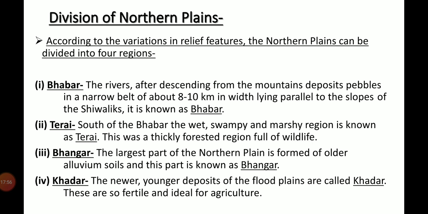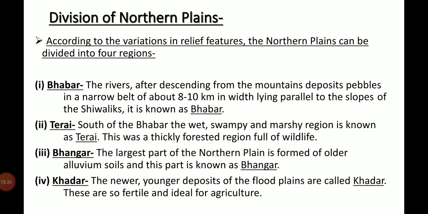Bhabar. The rivers after descending from the mountains deposit the pebbles, sandstones or boulders in a narrow belt of about 8 to 10 km in width lying parallel to the slope of the Shivaliks. This area is known as Bhabar area. Number 2, Tarai. South of the Bhabar, the wet, swampy and marshy region is known as Tarai and it was a thickly forested region and full of wildlife.